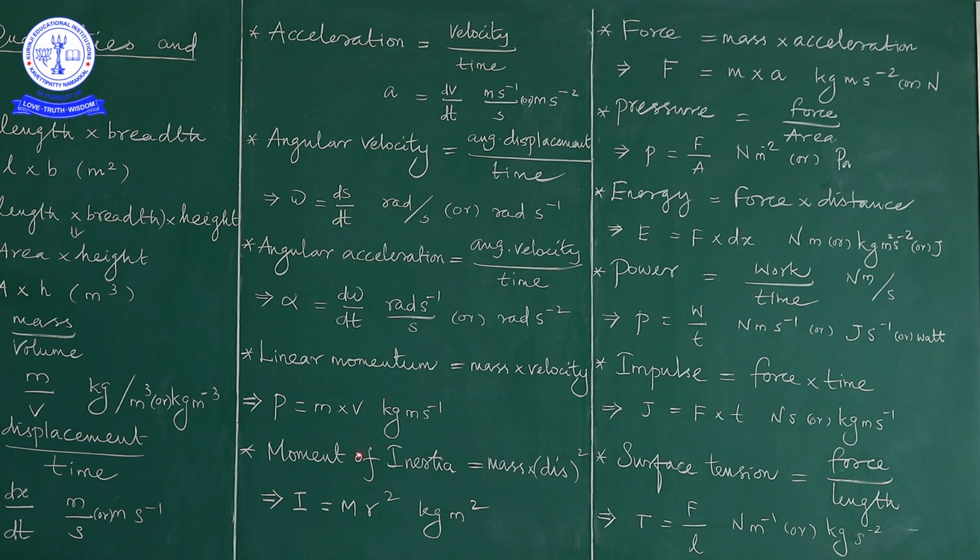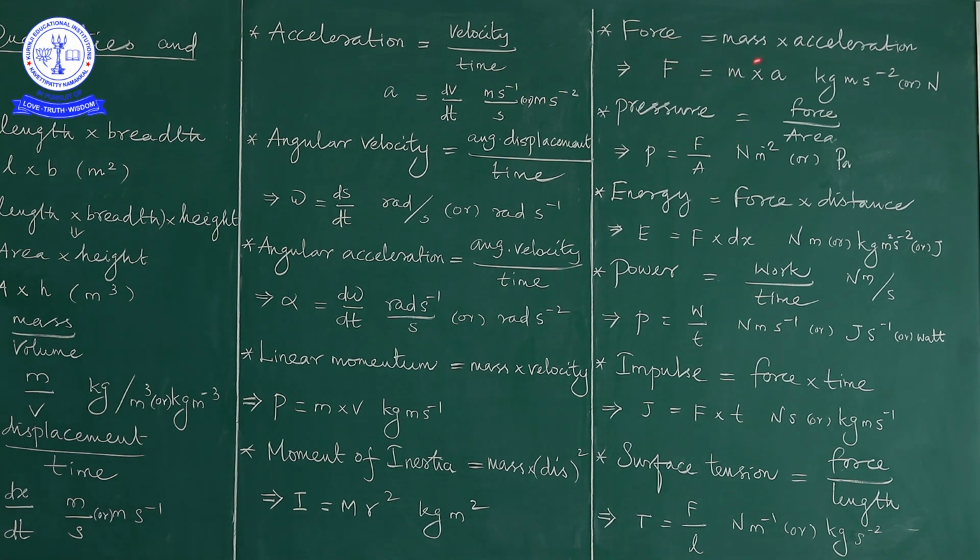Next we move to moment of inertia. What is the meaning of moment of inertia? Moment of inertia is nothing but mass into distance square. Simply we can express it as I is equal to mr square. Again mass is in kilogram and distance square is in meter square, so the unit for moment of inertia is kilogram meter square. Like this, many derived quantities will be discussed in future.